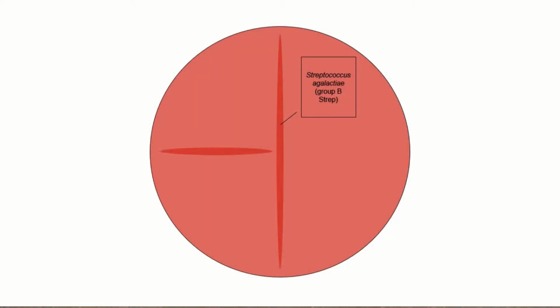So you want your Staph aureus to be streaked at 90 degrees, but not touching the original streak.